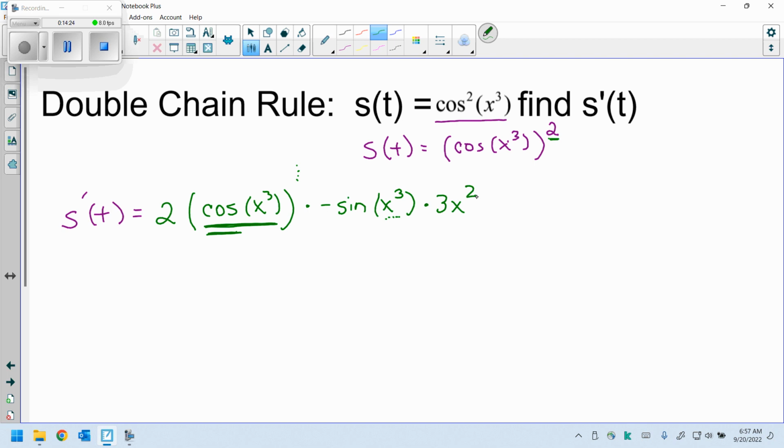Well, let's pull coefficients out front. 2 times a negative 1 times a 3 is negative 6. I'm going to pull that x squared out front as well. Then we've got a cosine of x to the third, a sine of x to the third, and we've done it.